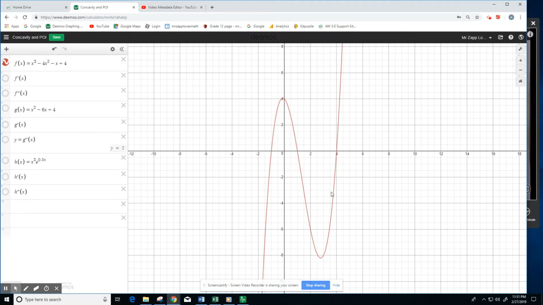All right. So let's take a look at the first derivative and let's see what happens. Well, look what happens around this point. The derivative goes from decreasing to increasing. Okay, exactly what we expected.